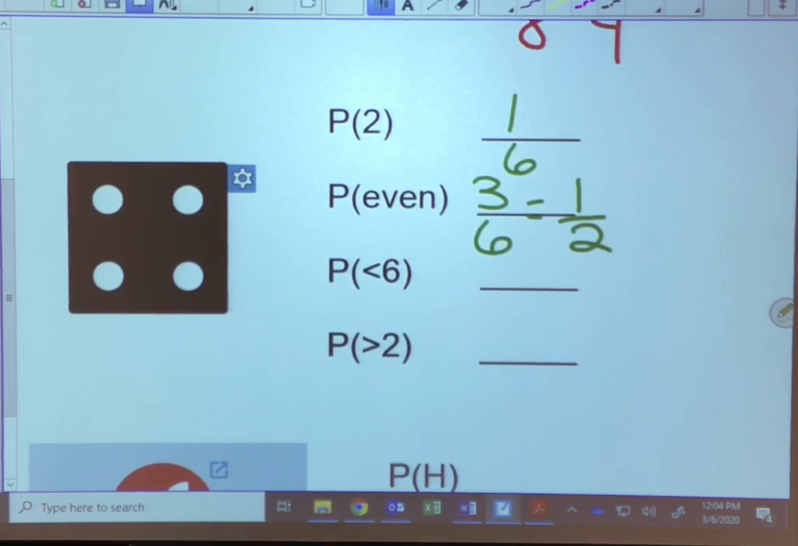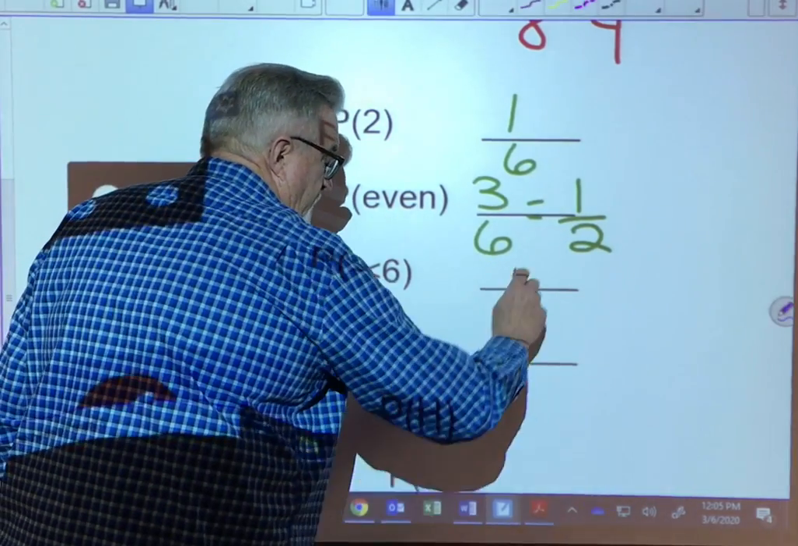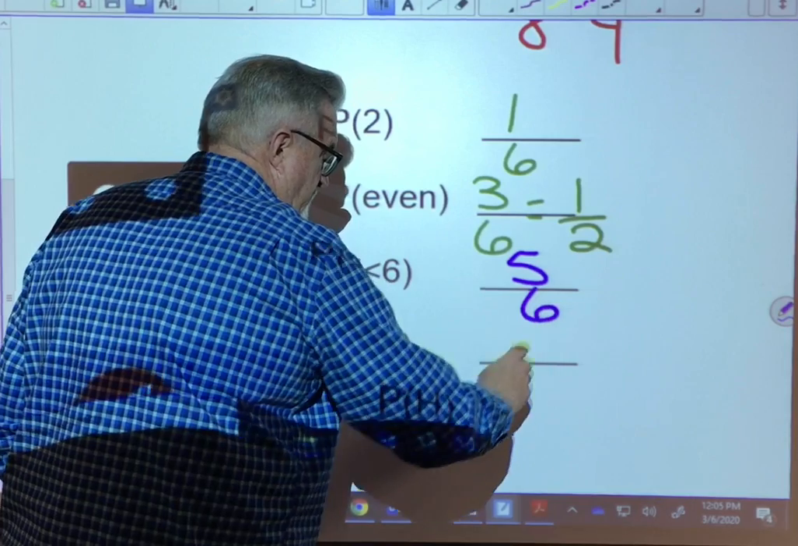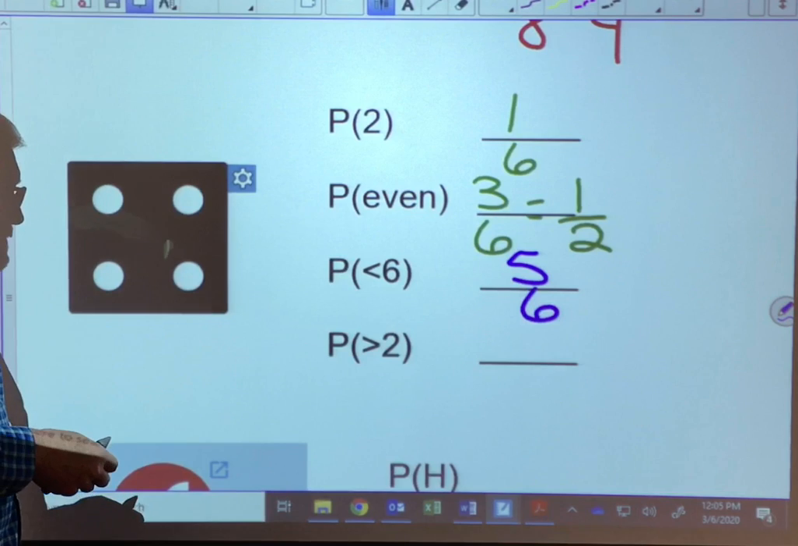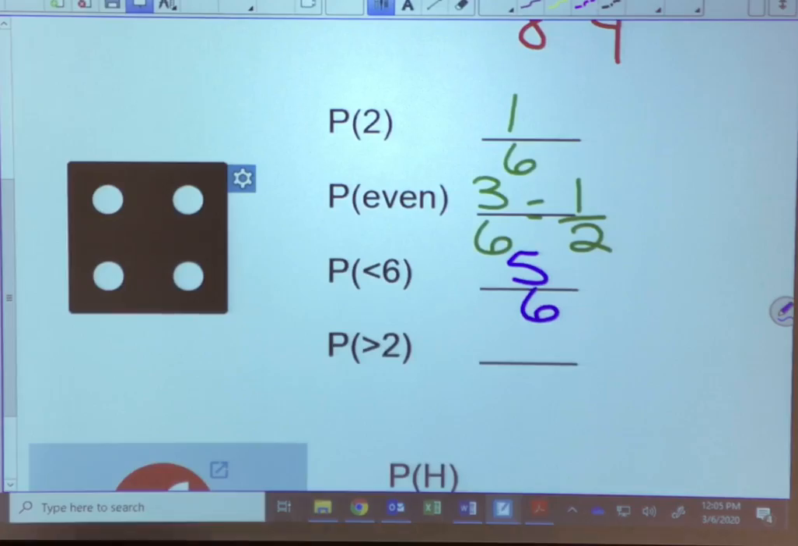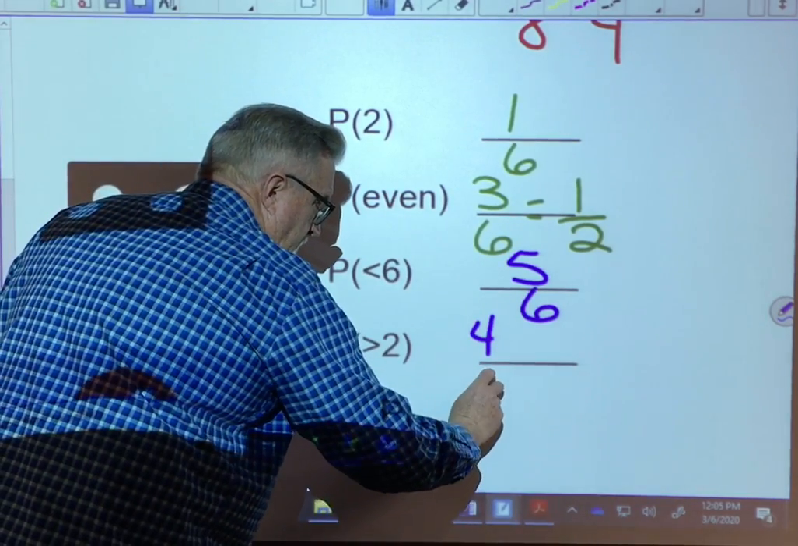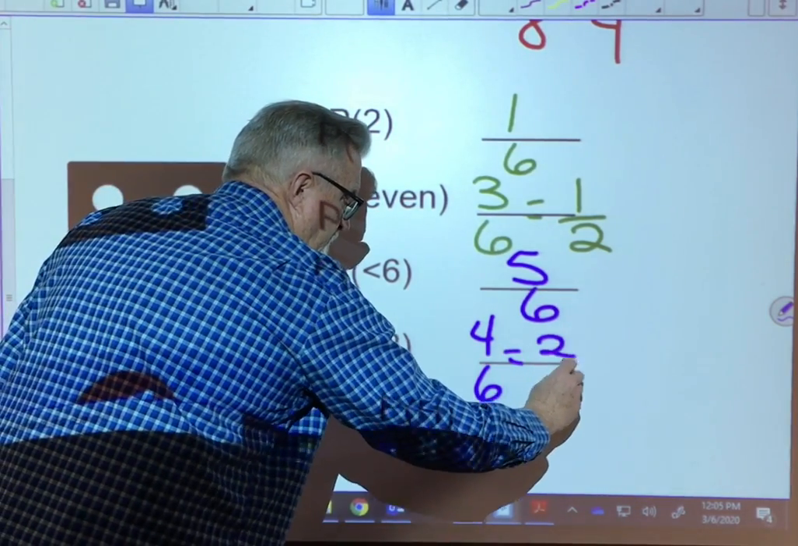Next is the probability of getting a number less than 6. Well, how many numbers less than 6 are there? 1, 2, 3, 4, 5. So that's going to be the probability of 5 favorable outcomes out of 6 total outcomes. The next one says the probability of getting something greater than a 2. Well, the numbers greater than 2 on a number cube are 3, 4, 5, and 6. So we'd have 4 of them. So 4 favorable outcomes out of 6 total outcomes. That one will simplify down to 2 over 3.